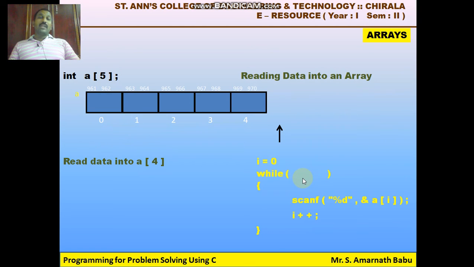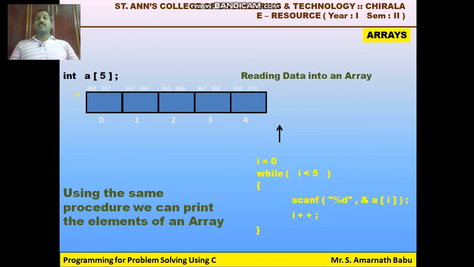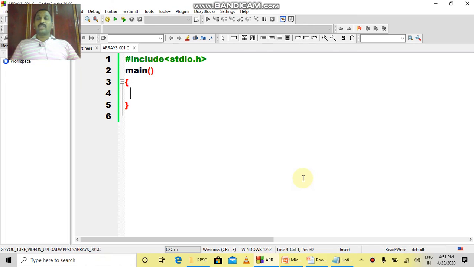Here we are supposed to specify the condition, and the condition I am specifying is I is less than 5. In this way we can read data into an array, because it is not possible for us to read the entire array using a single scanf statement. Similarly, the same procedure can be applied to print the data also. Now we will consider an example using Code::Blocks. We shall execute the code.